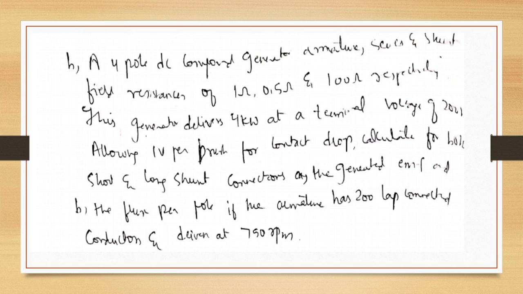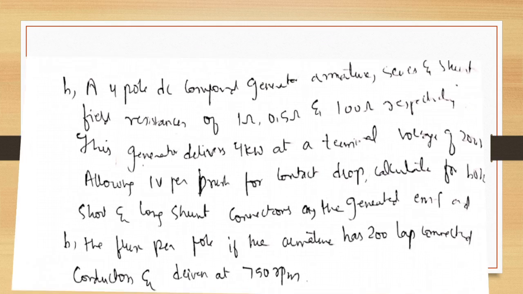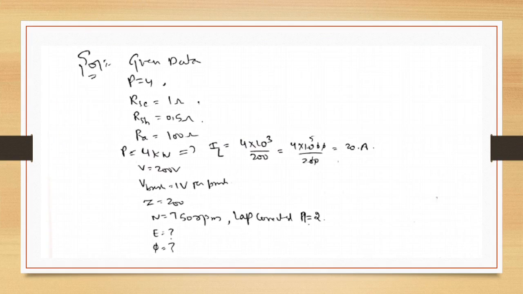Calculate for both short and long shunt connections. First bit A, the generated EMF. Second bit B, flux per pole, if the armature has 200 lap connected conductors and driven at 750 rpm. So this is a numerical based on a compound generator. For solving a numerical, first you have to write the given data.